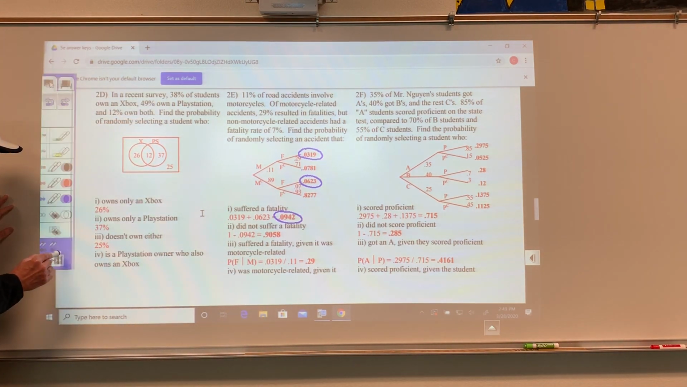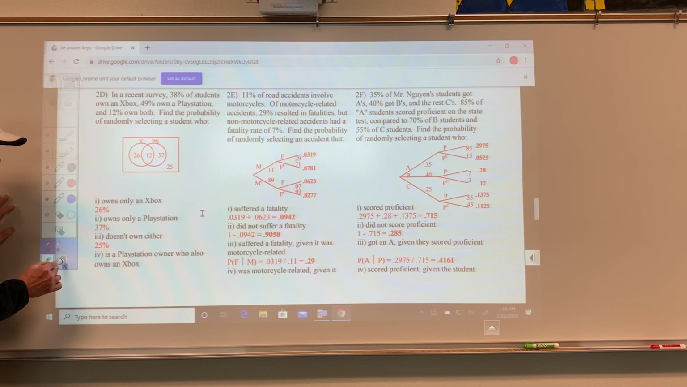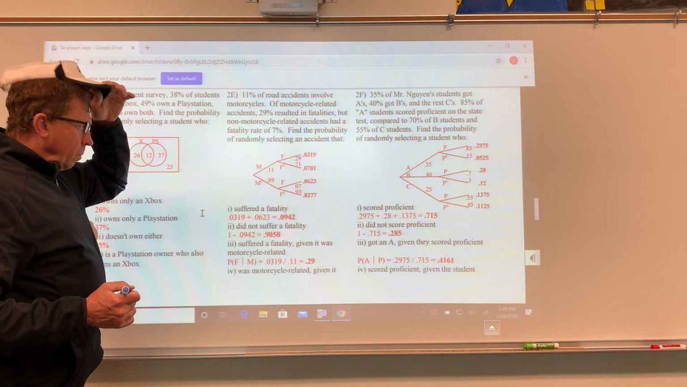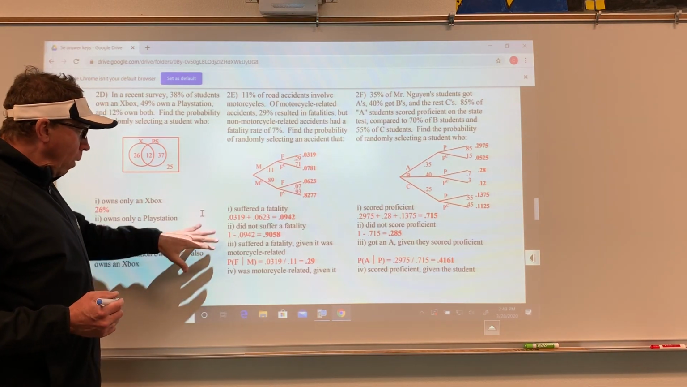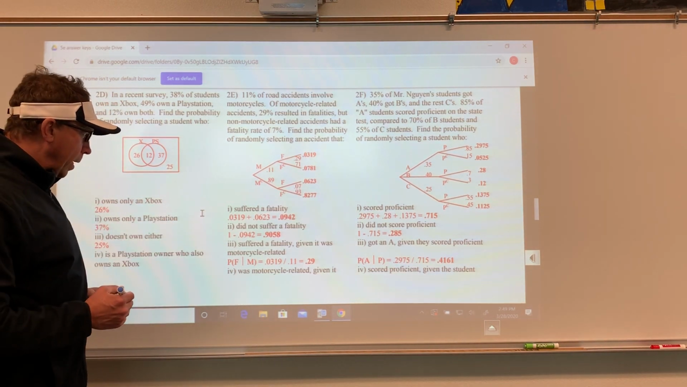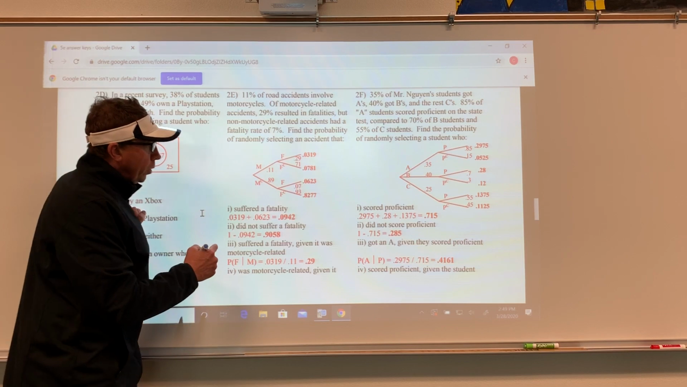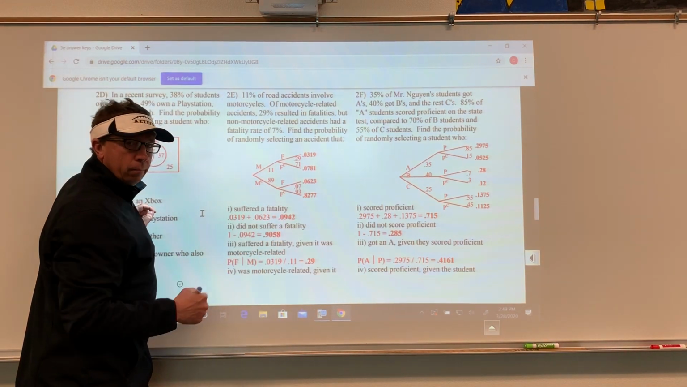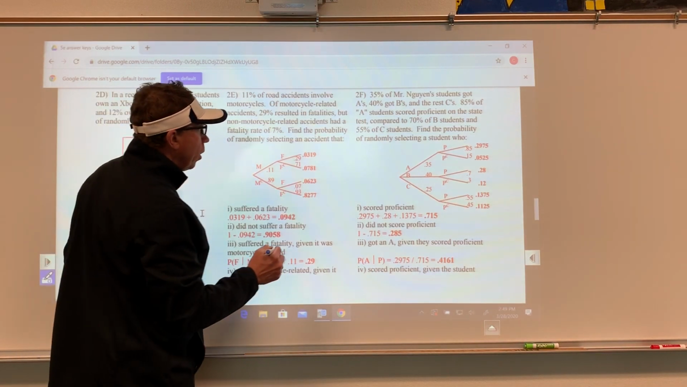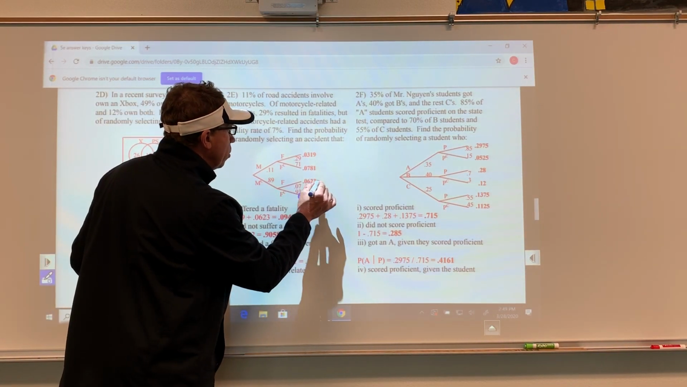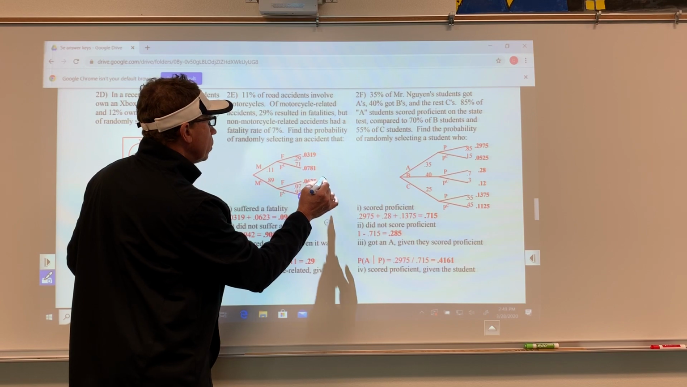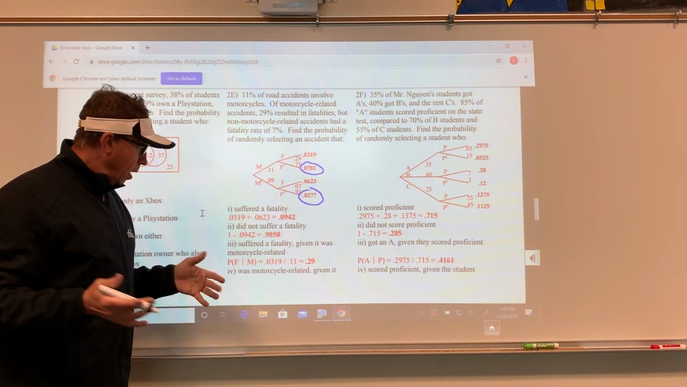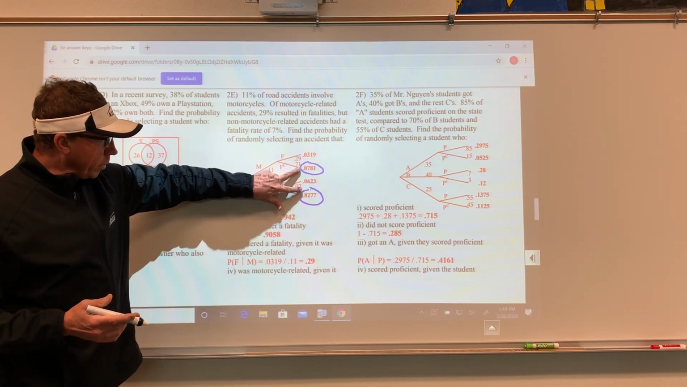Did not suffer a fatality. Well, not suffering a fatality is also two branches, okay? And there's several ways to do did not suffer a fatality, but the first way to do it is to go 1 minus that answer, okay? The other way to do it, of course, is to add these two branches right here. You could add those two. That will also give you the same answer. So I did it one way here, and you could also just add it there.